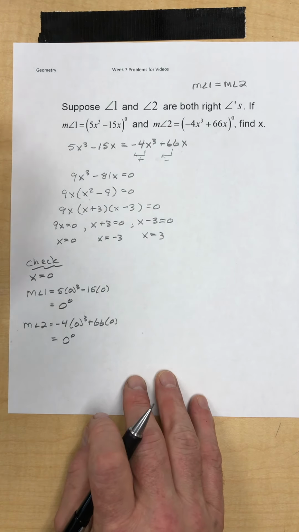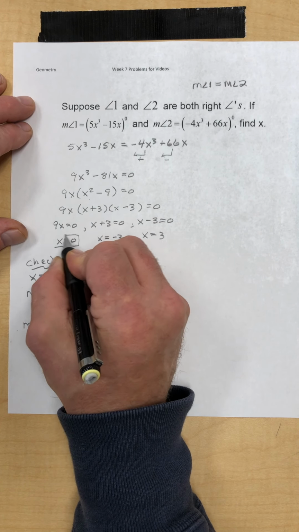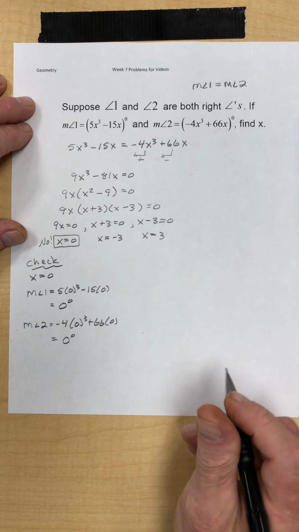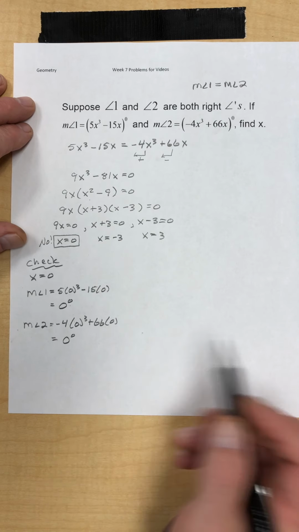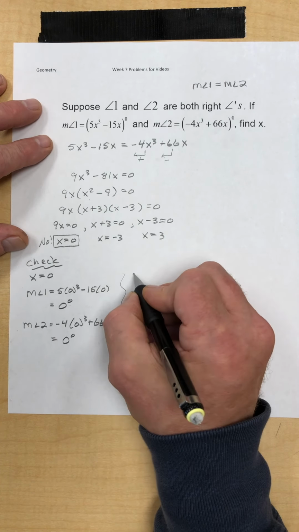Now, a 0 degree angle doesn't make a lot of sense. So this guy right here, we would say no. That's not a valid solution for the situation, because we don't want an angle that measures 0 degrees. It's not even an angle then. Okay, so let's see what's going on with the other guys.